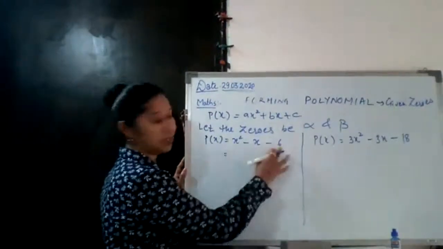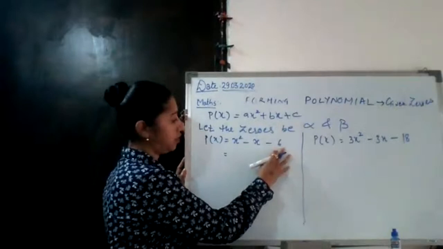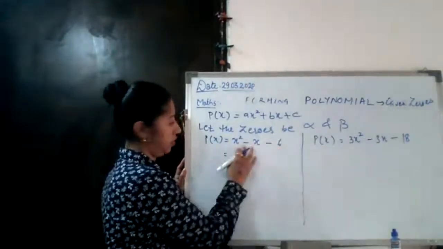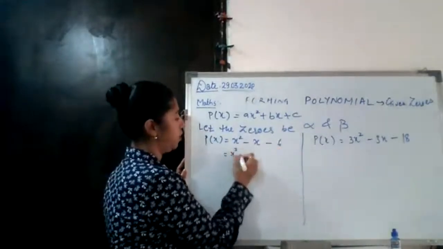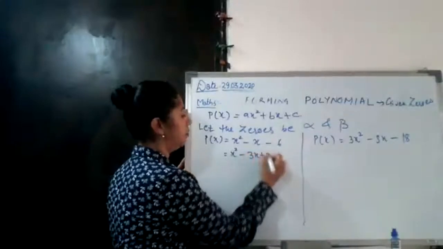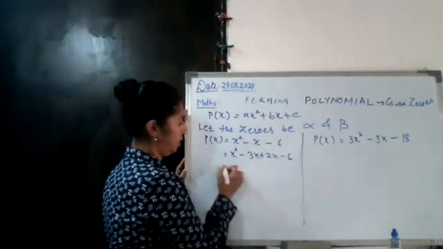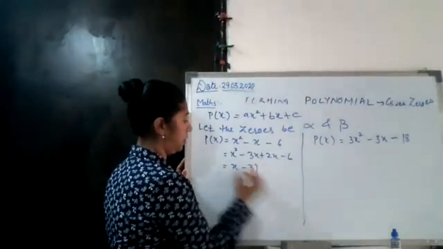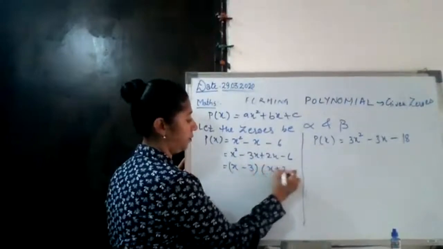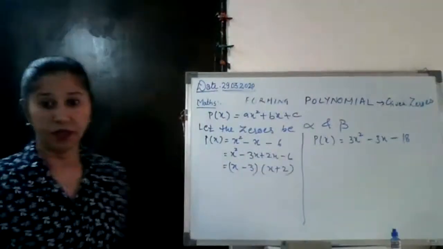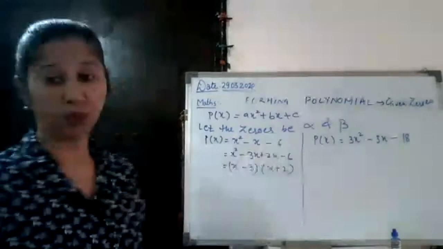So when you factorize it, 6. So the factors of 6 are 2 and 3. So we get here x squared minus 3x plus 2x minus 6. So (x minus 3) into (x plus 2). Do you all get this? Okay, correct. Now let's go with the other one.